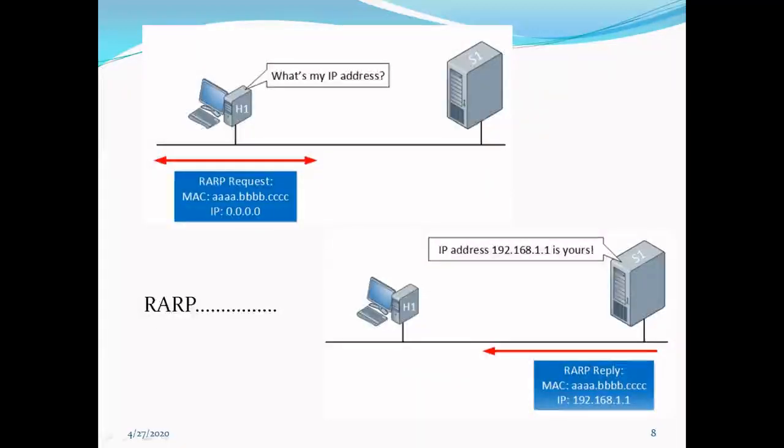Here, let us say host H1 is started. So at the beginning it does not have the information of the IP address, but still it has a MAC address. So it will broadcast an RARP request. Now the server will receive this request. The server is going to have a tabular format of MAC addresses and their respective IP addresses. Now this server will reply to host H1 with its MAC address and its IP address. So in this fashion, host H1 will come to know the information of its IP address.